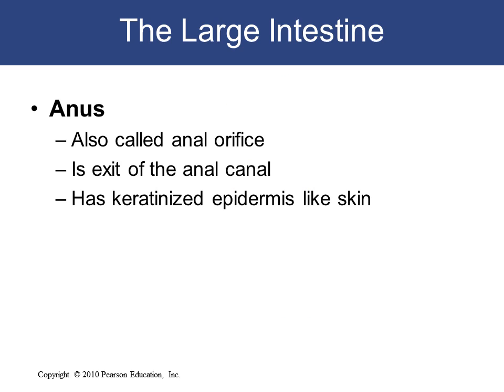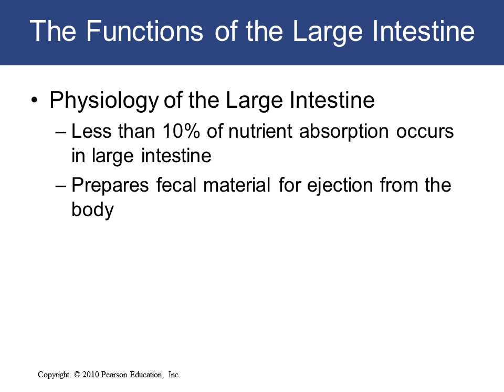The anus is called the anal orifice, which is the exit of the anal canal, and it has a stratified squamous keratinized epithelium like the epidermis of the skin. So, function of the large intestine in general: research shows that less than 10% of nutrient absorption occurs in the large intestine, and the large intestine is the one that prepares the fecal material for ejection from the body.